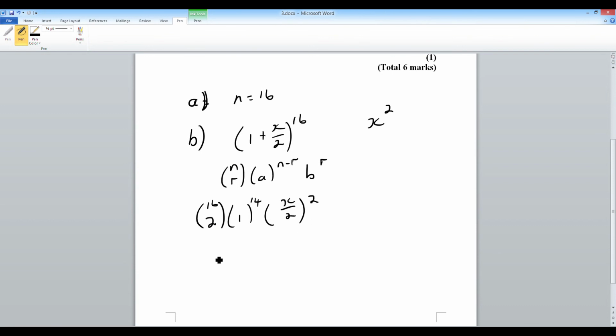Then I can expand this, and the combination for this, 16C2, is going to be 120, multiplied with x squared over 4, and therefore 120 divided by 4 is going to give me 30x squared. They asked me for the coefficient, so we are interested in this 30 here.